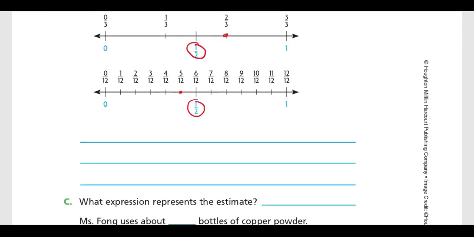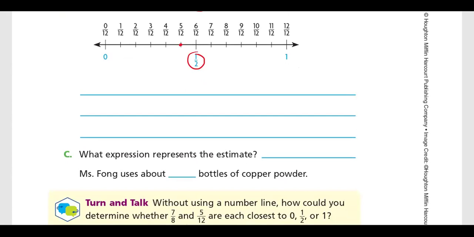So the estimate will be 1 plus half plus half. If you add them, it will be 2, because as you know, half and half is a famous fraction. If you add them, it will be 1.